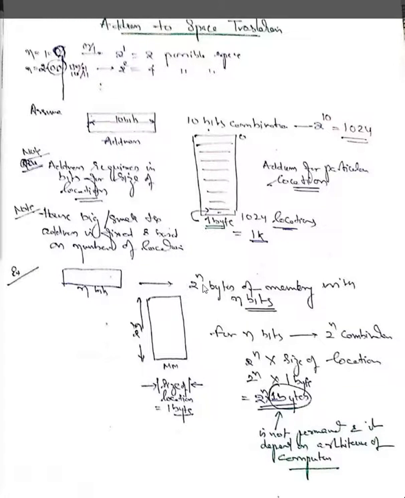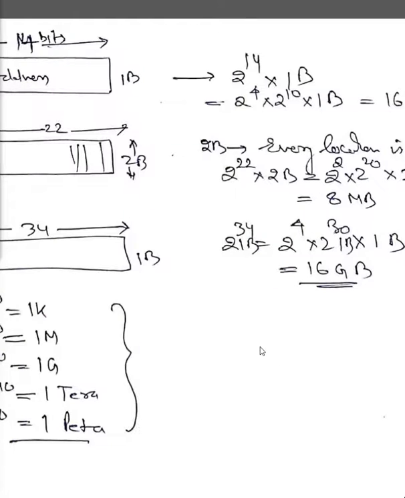For n bits, 2 to the power of n bytes of memory. So for main memory locations, suppose we are considering main memory locations of 1 byte each, then 2 to the power of n indicates the number of addresses for 1 byte to save. So that is 2 to the power of n into the size of locations. If it is 1 byte, it means 2 to the power of n bytes. It is not permanent and it depends upon the architecture of the computer, depending upon the size that is being shown.